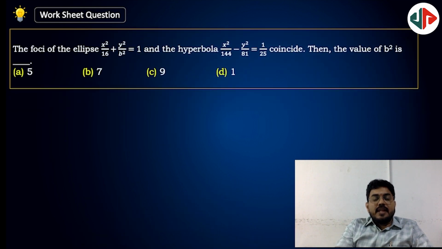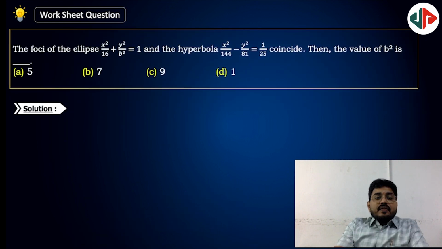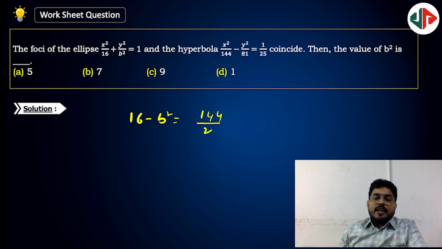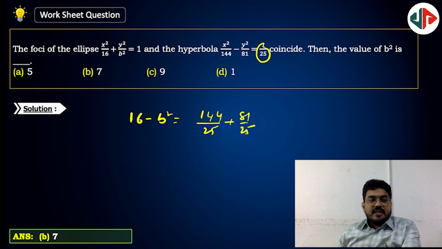Next question: the foci of the ellipse and the hyperbola coincide. This is a repeated question. So the answer is 16 minus b square is equal to 144 by 25. You need to convert into standard form, plus 81 by 25. We have already done this one.